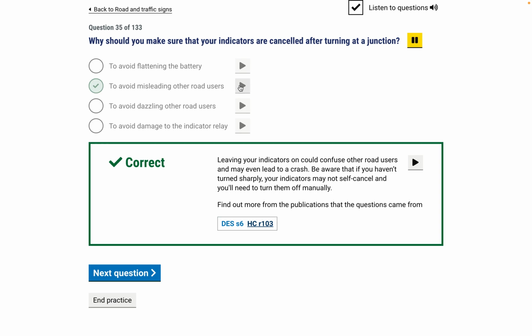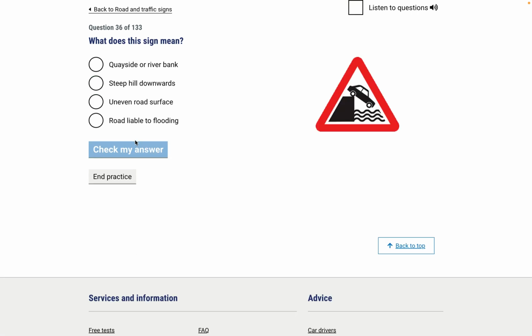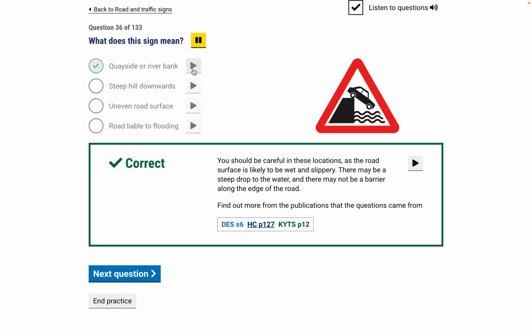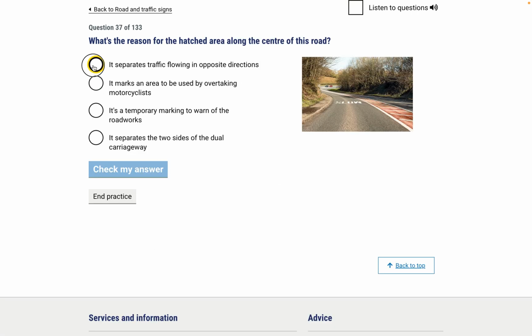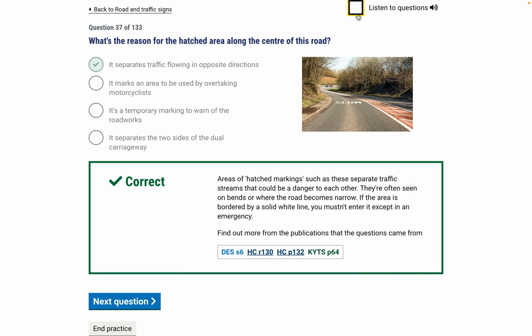Why should you make sure that your indicators are cancelled after turning at a junction? To avoid misleading other road users. What does this sign mean? Quayside or riverbank? What's the reason for the hatched area along the center of this road? It separates traffic flowing in opposite directions.